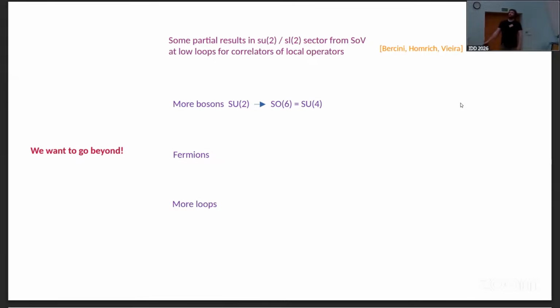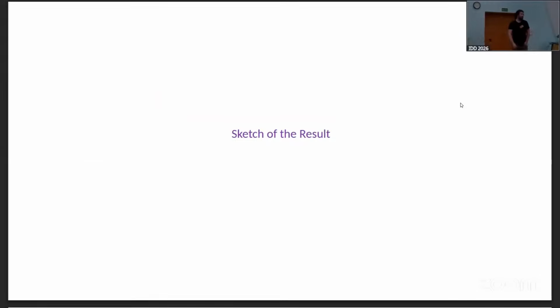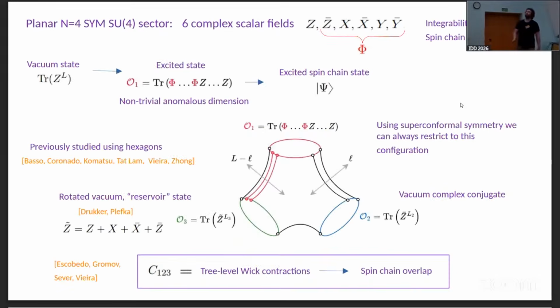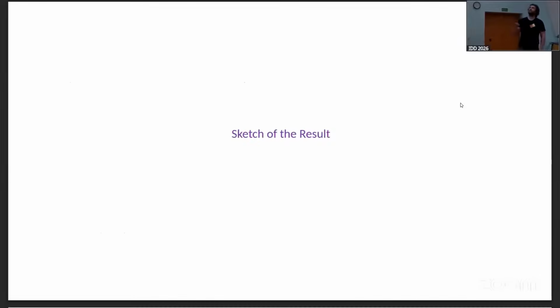For this talk, I am going to tell you about how to add more scalars. So we're going to go beyond SU(2) to a higher rank sector, so SO(6) or equivalently SU(4). Okay, so let me just give you a sketch of the result without going into too many details. To sketch the result, I need to tell you the precise setup. Okay, so planar N=4 super Yang-Mills.